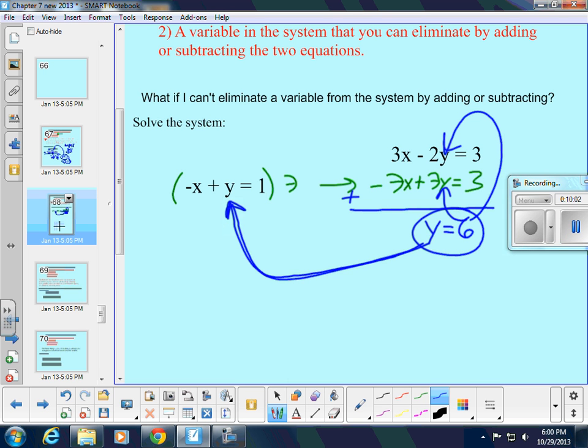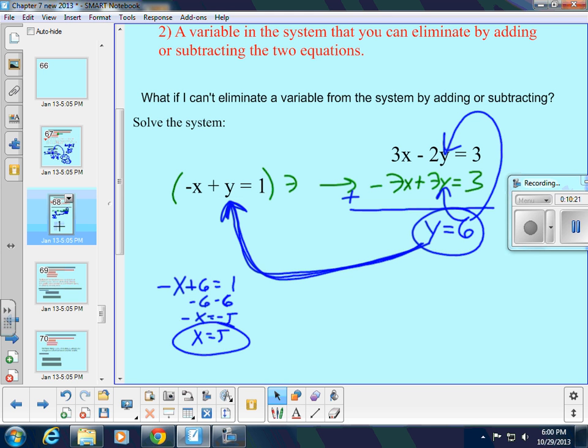If I plug it back into that first one, so we'll go to this one over here, the one that I changed. Negative x plus 6 equals 1. Subtract 6 from both sides. I'm going to get negative x equals negative 5. And so if negative x equals negative 5, what does regular x equal? Just regular 5. So I just flip the sign there. So I find out that the answer ends up being 5, 6 for my solution.